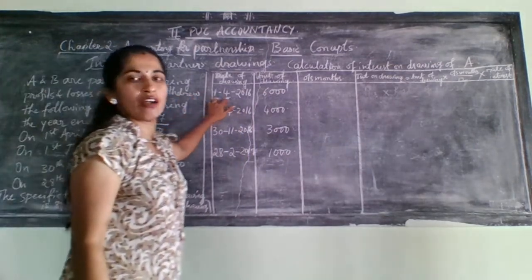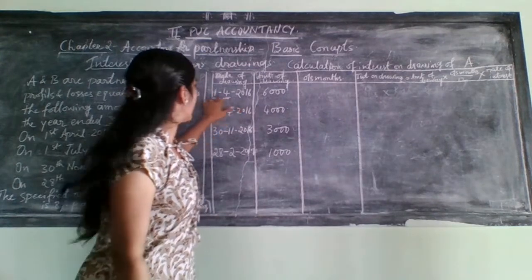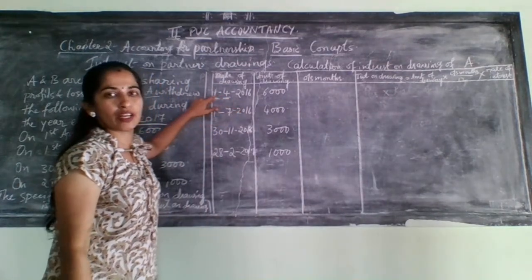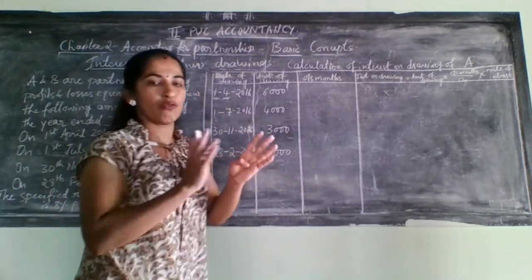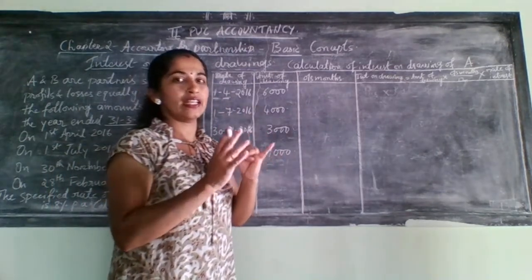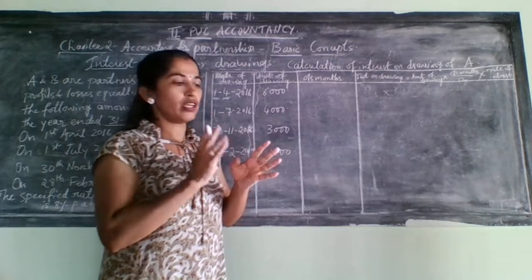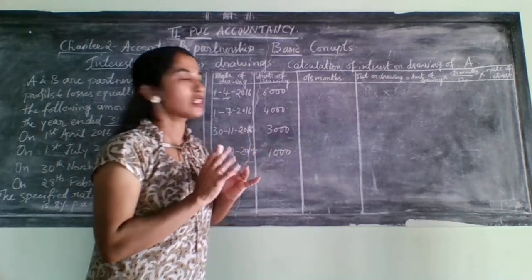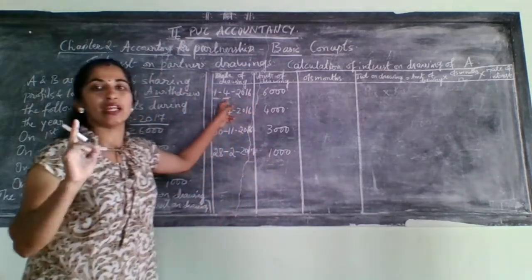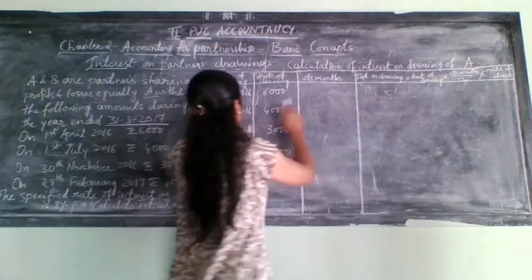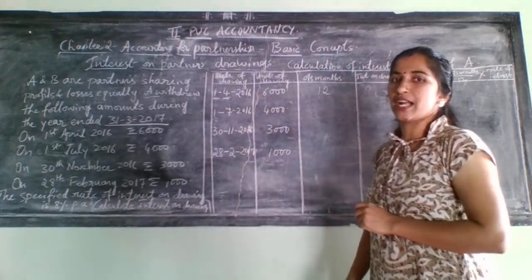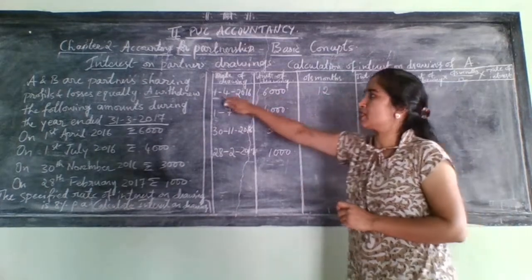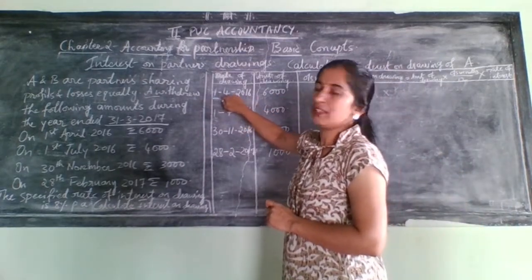So let us start from now. Month 4, we need to include because the date was the first date. So 4, 5, 6, 7, 8, 9, 10, 11, 12, 1, 2, 3. How many months? In a year there are 12 months. That 12 months will come here as outstanding months because it is at the beginning of the year.